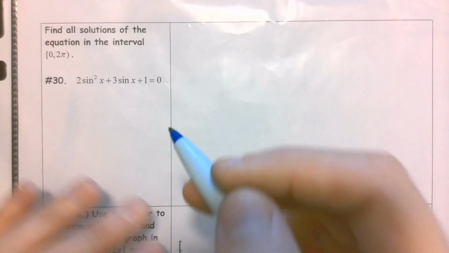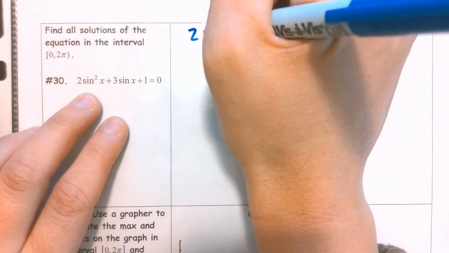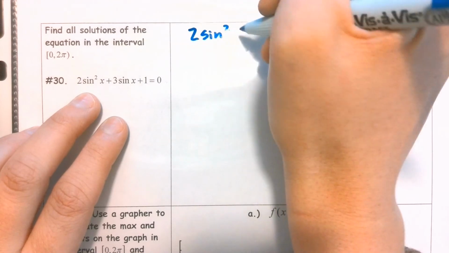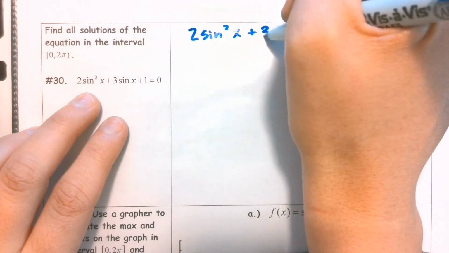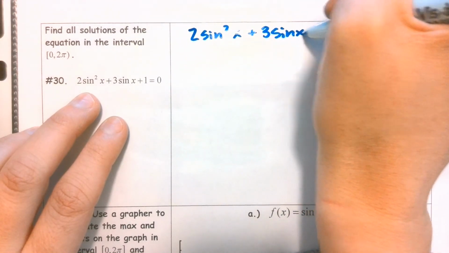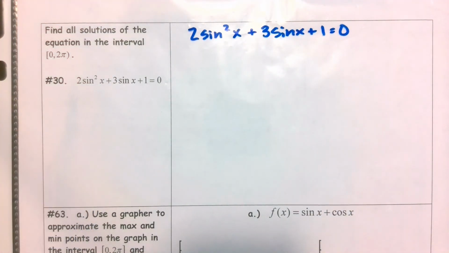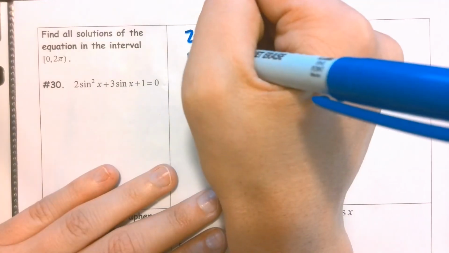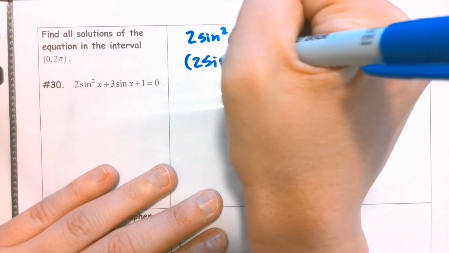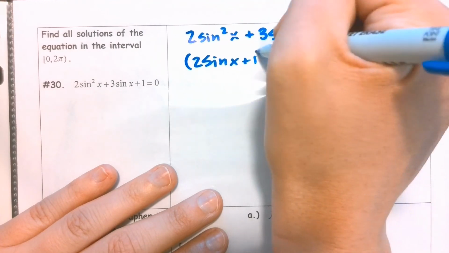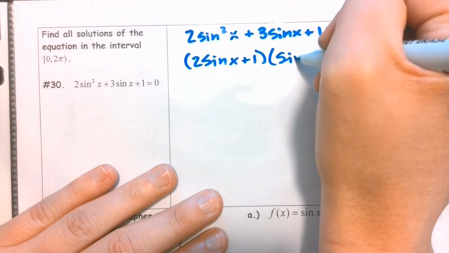Alright, so our last example involves factoring, and you might notice that just from the way that it looks, it is a trinomial. So first, I want you to just pause the video for a second and see if you can factor it. Go for it. So you should have chosen to factor it into 2 sine of x plus 1 times sine of x plus 1.